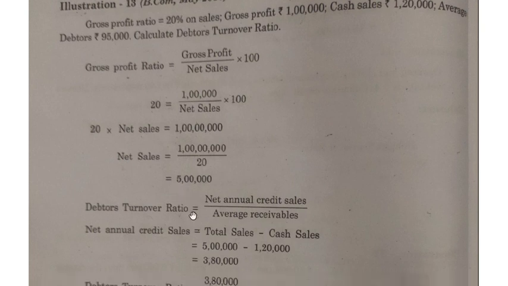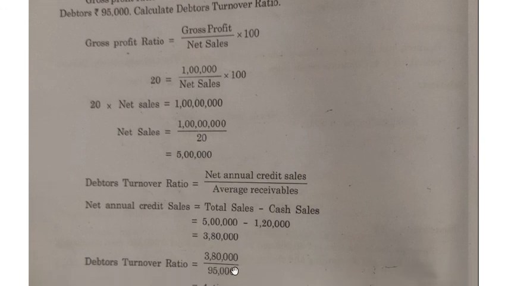We are supposed to calculate the net annual credit sales. The total sales that we have is 5 lakhs. In that, the cash sales which they have given in the question is 1,20,000. If you subtract, you'll get your credit sales. So 3,80,000 is your total credit sales.